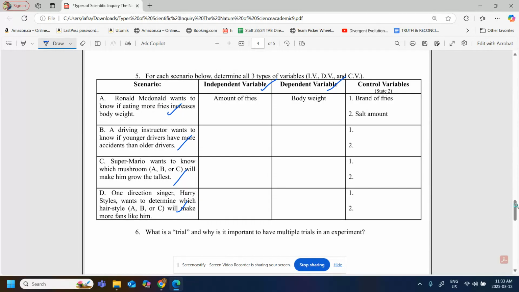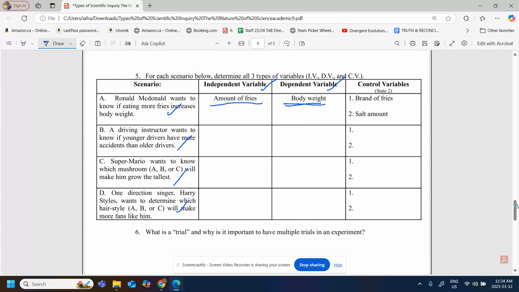Ronald McDonald wants to know if eating more fries increases body weight. So Ronald would change the amount of fries that people are eating. Maybe give one group no fries, one group small fries, one group medium fries, one group large fries. So the amount of fries would change based on the scientist. And then they would measure the body weight. So which group has a bigger increase in body weight? That would be your dependent variable. And so that would be what you're trying to measure.